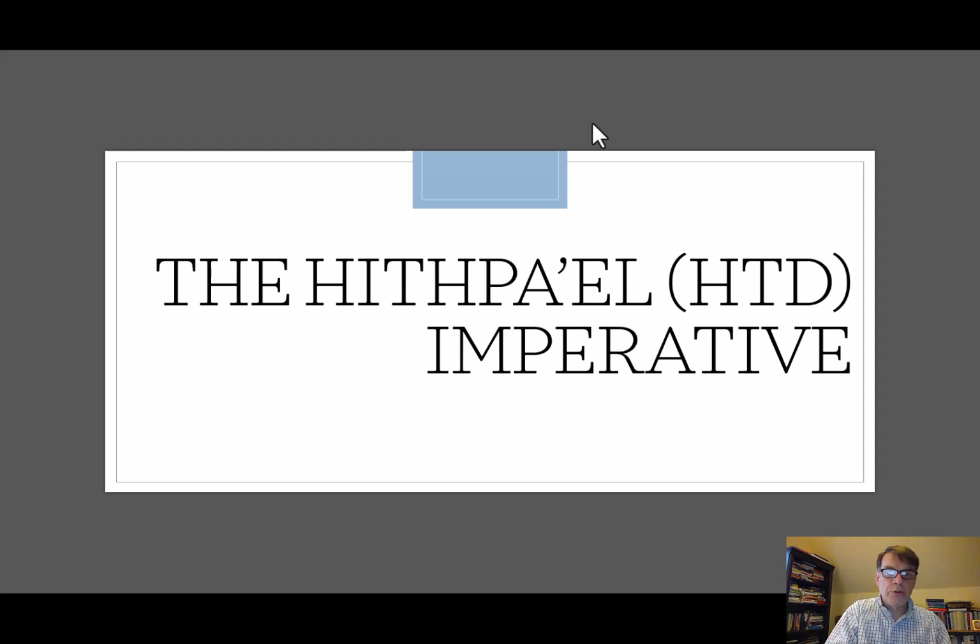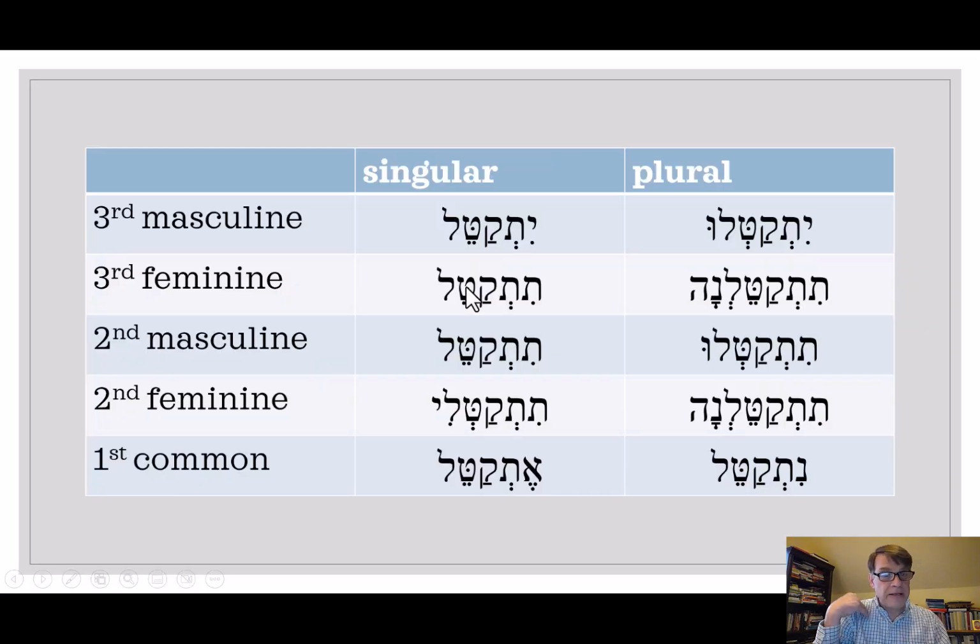Well, let me go back to the previous slide in my deck. This is the imperfect. The previous video I did was on the imperfect. Now let's forget about the third person. Let's forget about the first person, because imperatives in Hebrew are really a second person kind of thing. And so the imperfect Hithpa'el was titkatael, titkatalu, and then the second feminine singular, titkatali, and then the plural titkatelanu. Those are the second person imperfects.